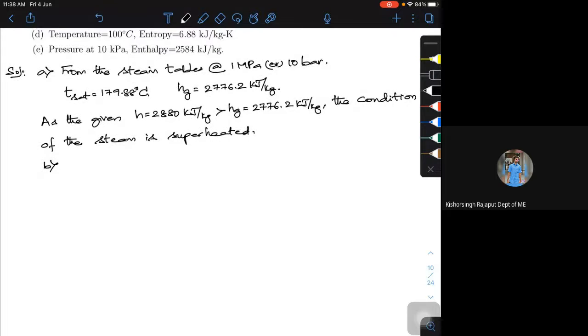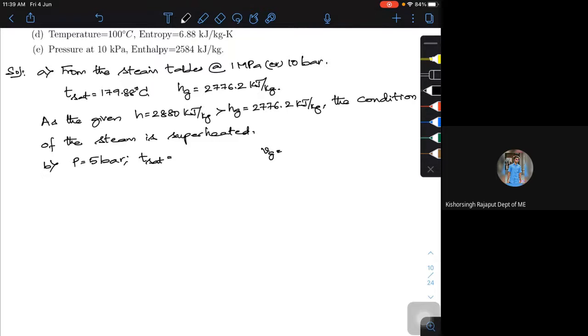So what is given? Pressure is 500 kilopascals, so we have to once again go to the steam tables. Look for 5 bar. I'm making you develop a habit to check for saturation temperature, even though it's not required. So check for saturation temperature at 5 bar and check for specific volume Vg. What is the saturation temperature?